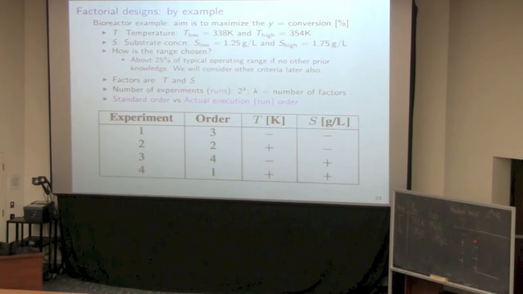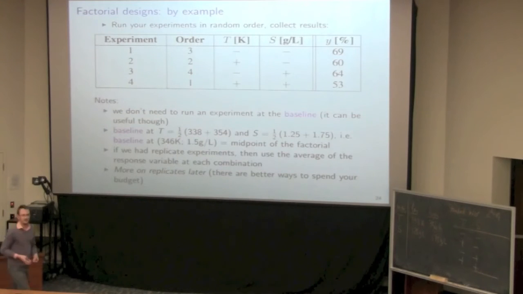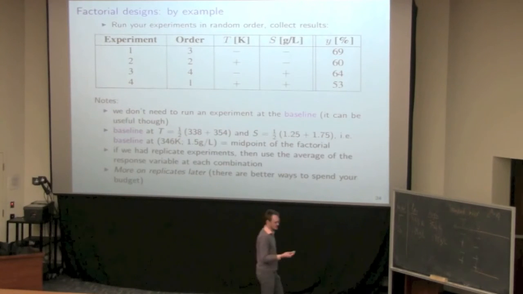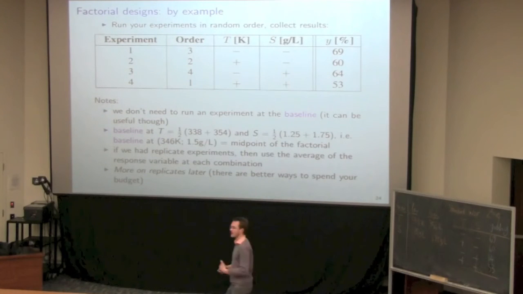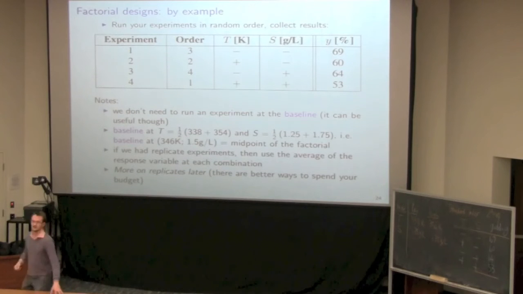So generating this takes 4 or 5 minutes. Doing the work can take days. And once you go and do the work, or the operator goes and does work, you come back and you assemble the data. So let's assemble the data now. In this particular example, if we ran these experiments, I'm measuring the yield of my process. The yield we'll call Y. And we get here in standard order 69% yield, 60, 64, and then 53%. That's simply our response. Y is my response, and in this case my response is yield.